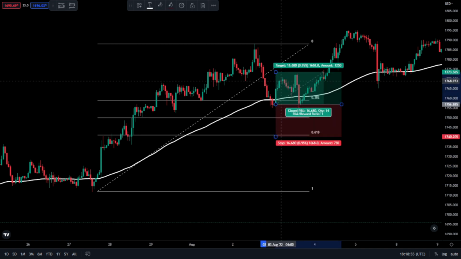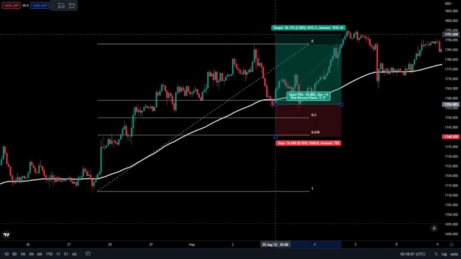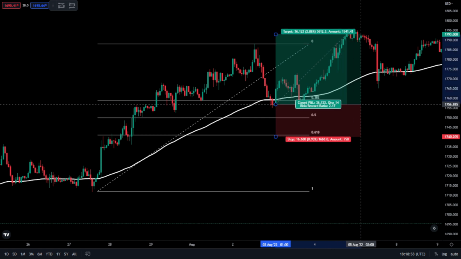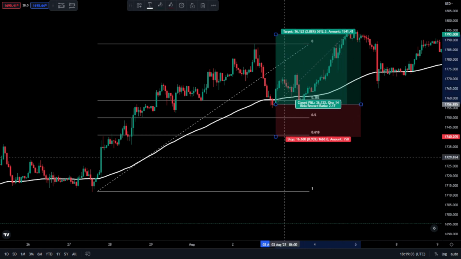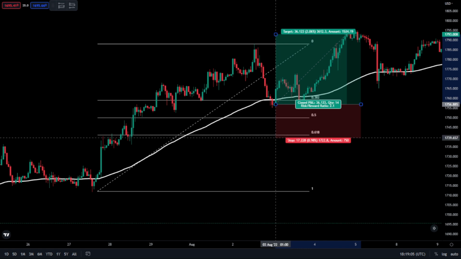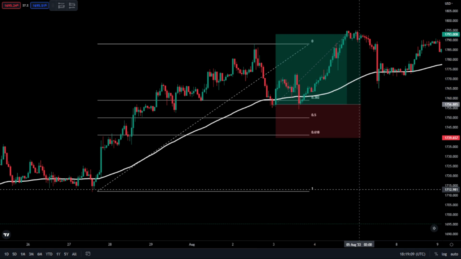Then, we will put the buy order, and for more confidence, we put the stop loss under the 61.8 level. For the take profit, we will target the recent swing high or 2-to-1 risk to reward ratio, expecting a new swing high.